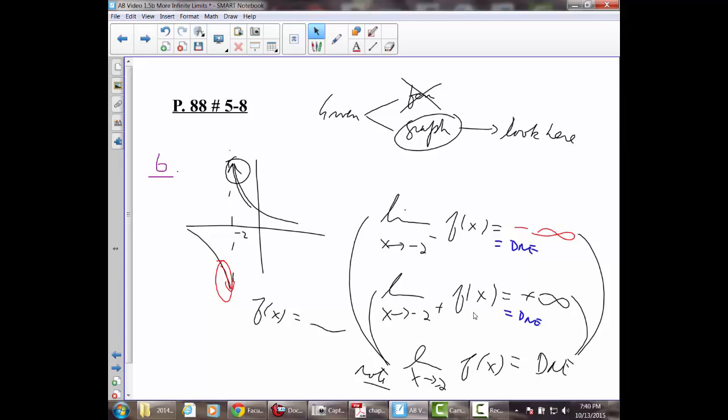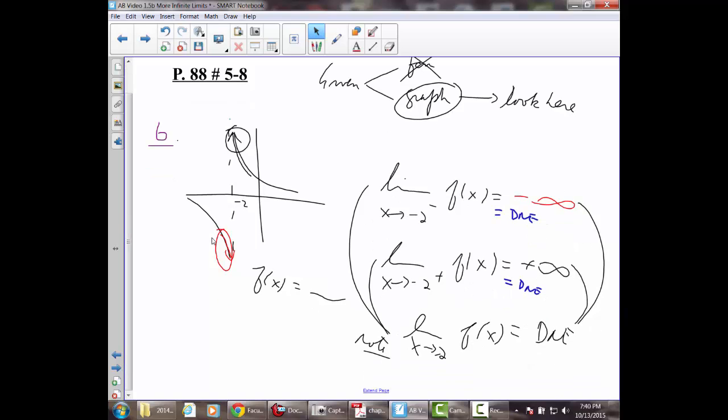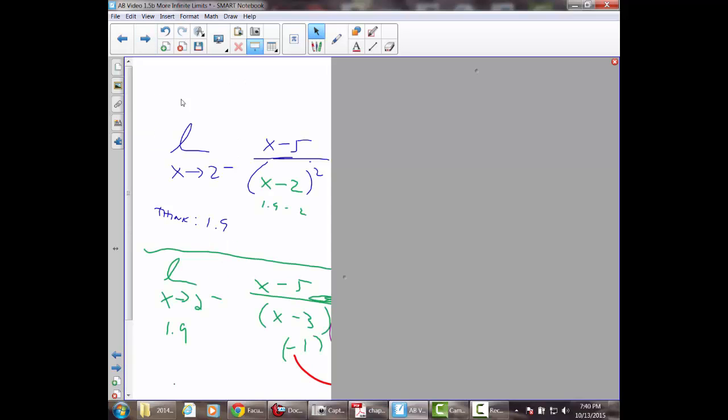Now, not that they're asking from the right side, from two sides, but obviously they both don't exist, which means the answer doesn't exist. But more importantly, they're approaching two very different things.